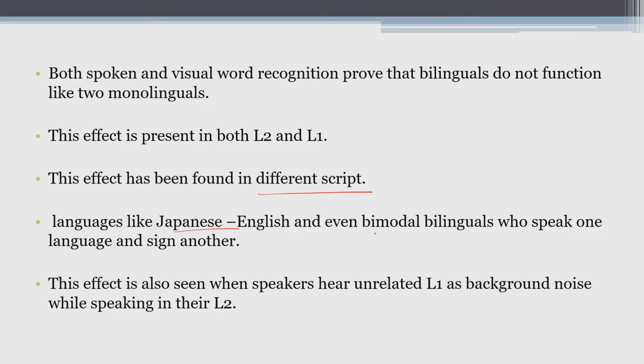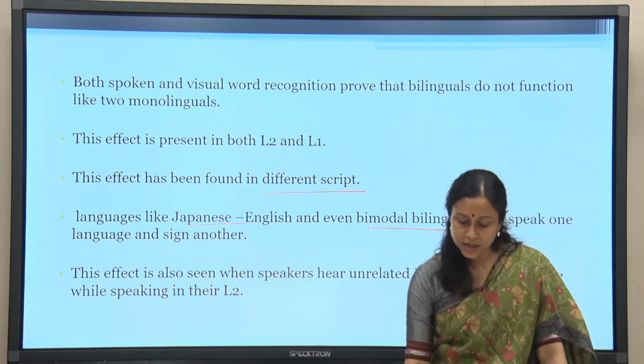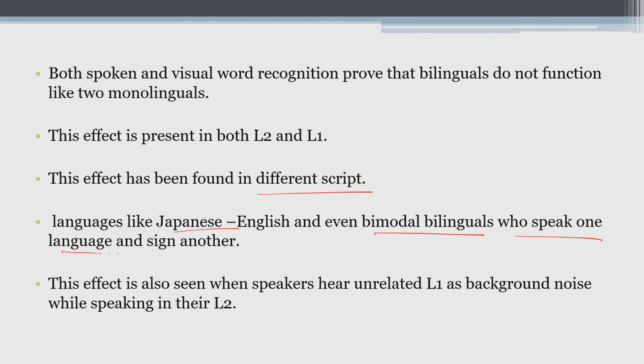And even in bimodal bilinguals, those bilinguals that use two different types of language using different modalities, one is the verbal language, another is the sign language. So, in case of a bilingual who speaks one language and signs another, even in that scenario we find interference of one language onto another. This effect is so strong that it is also seen when speakers hear unrelated L1 as background noise while speaking in their L2.